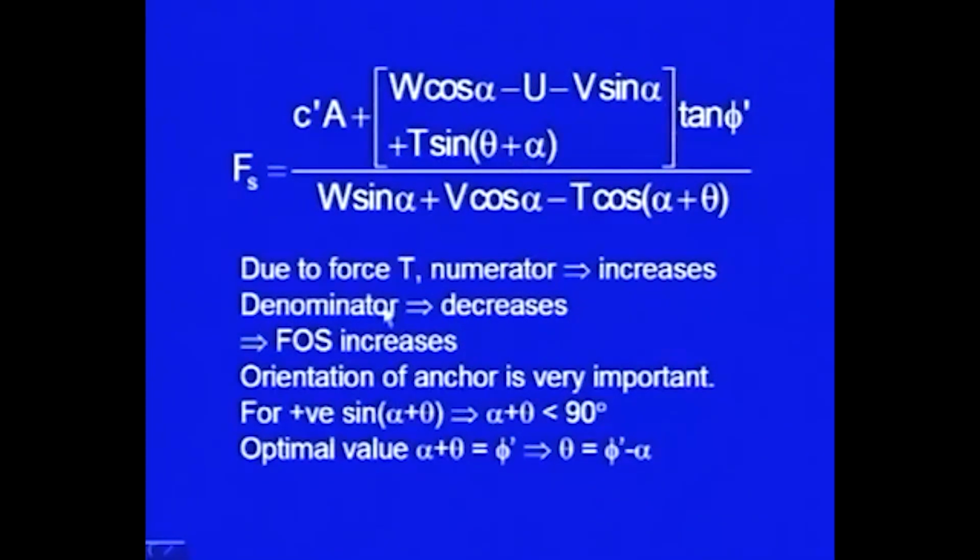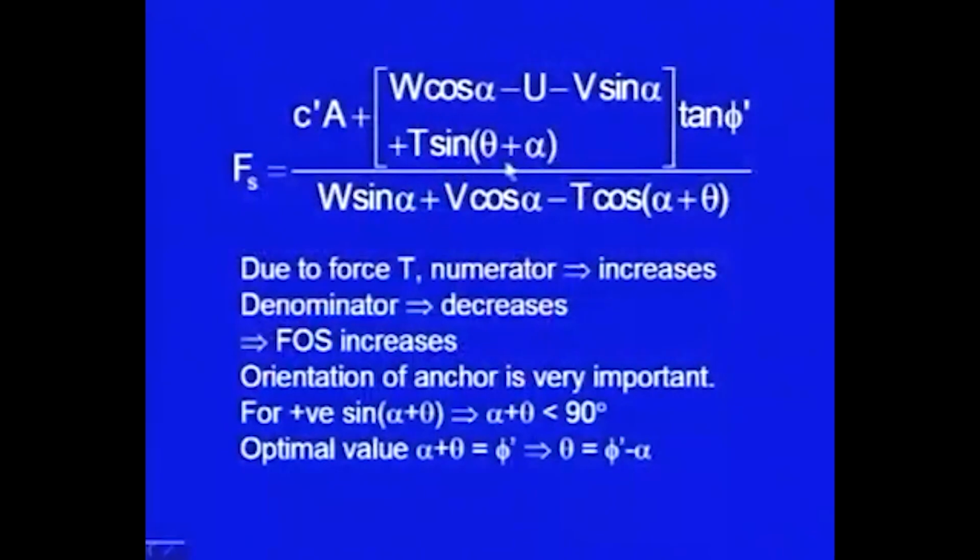So, there will be substantial increase in the factor of safety, but orientation of anchor is very important, because if you want to have this value as positive value, then theta plus alpha should be less than 90. If it is more than 90 degree, this quantity becomes negative. So, this becomes negative, this is also negative. So, you may not find any, or you may find very small increase in the factor of safety depending on these values.